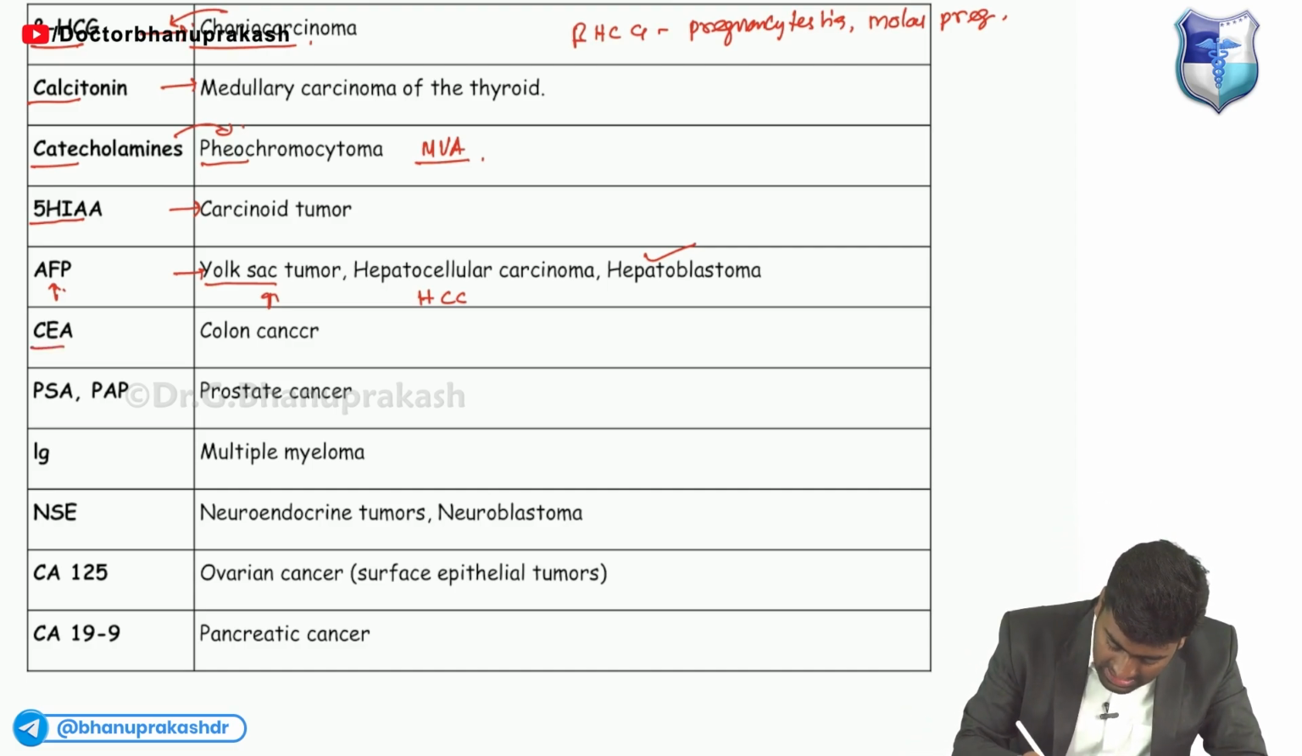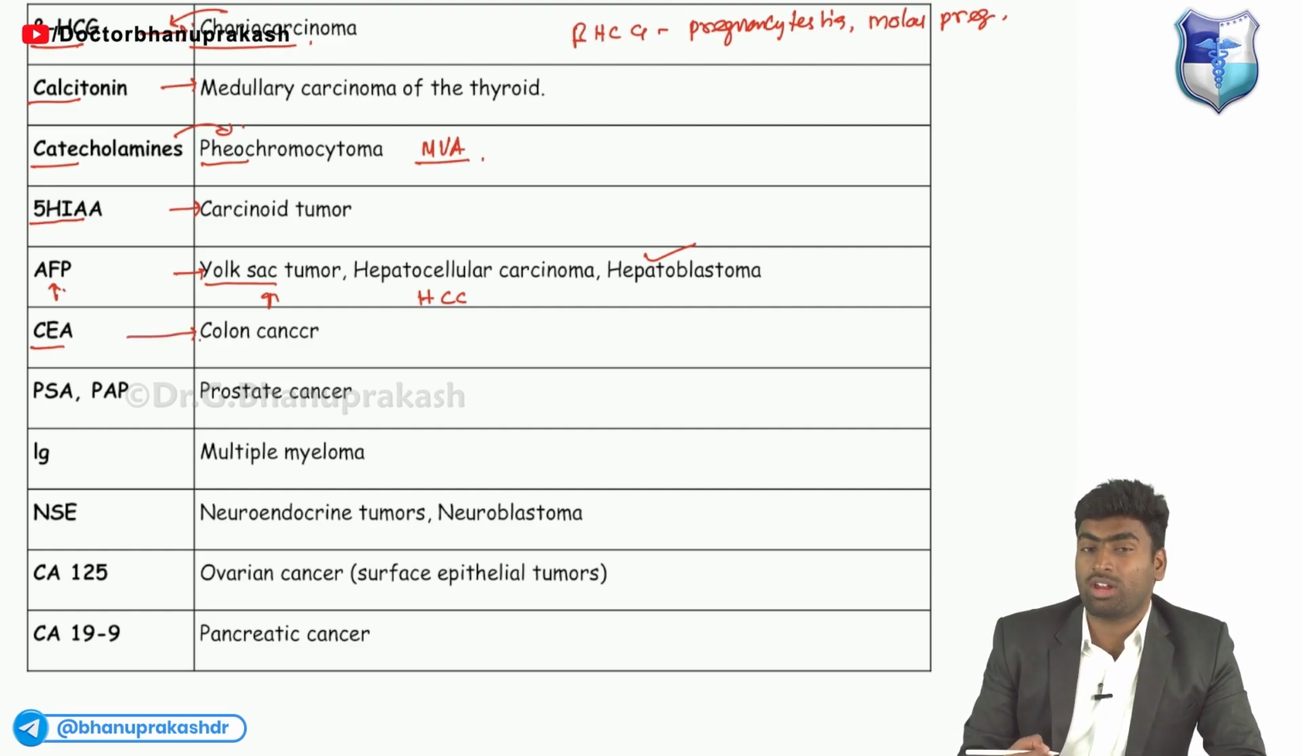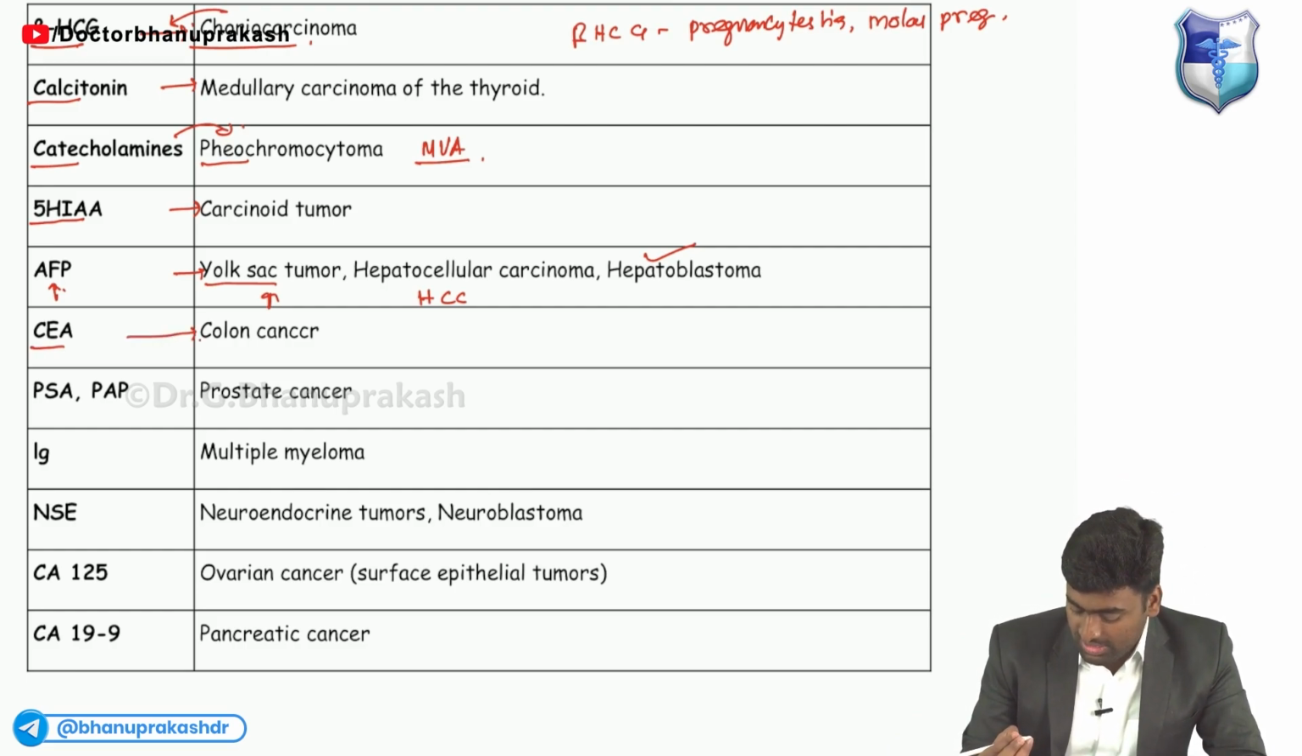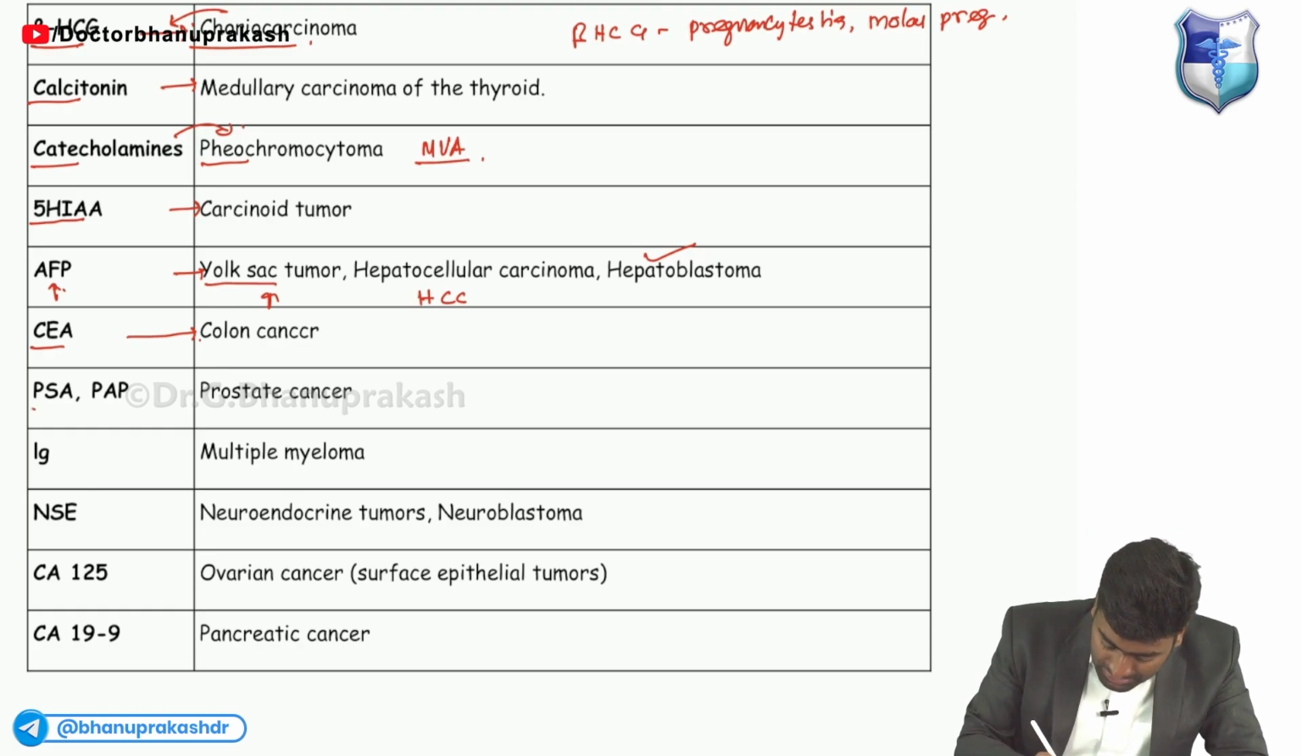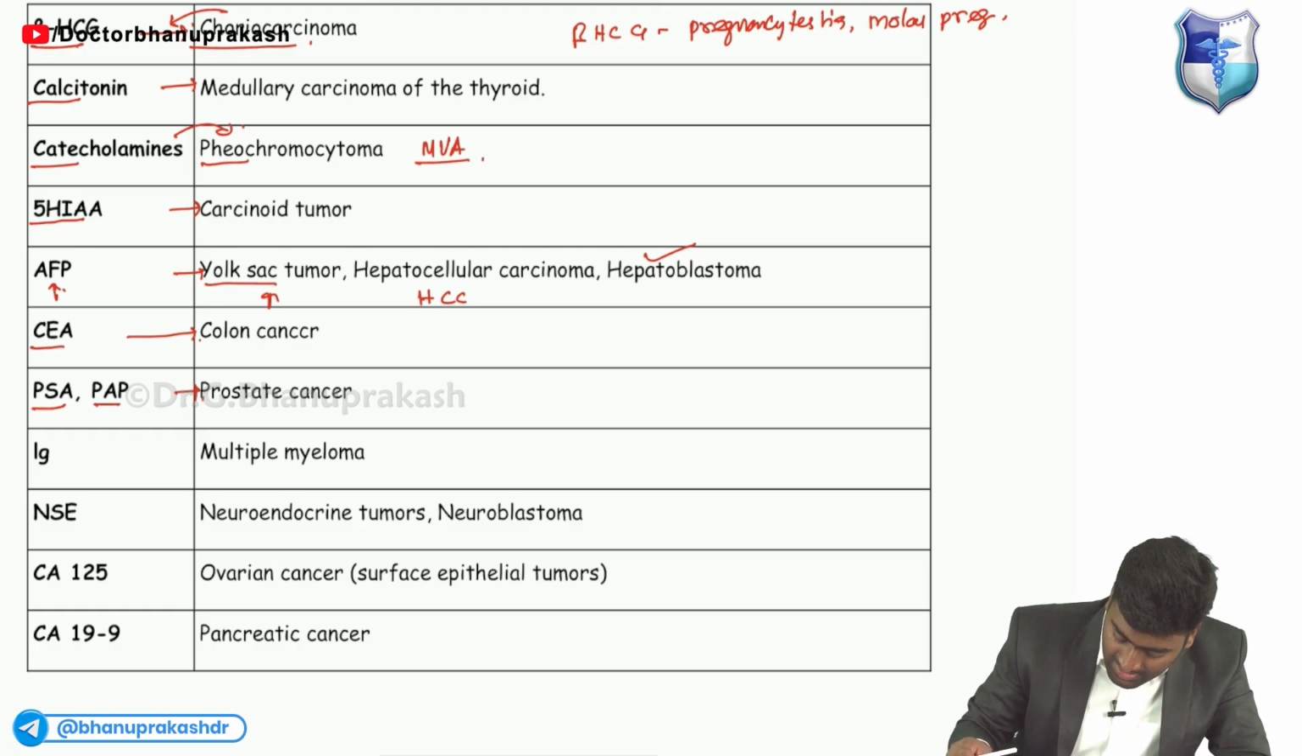Then if you see CEA, carcinoembryonic antigen, it is used in a case of colon cancer. And PSA and PAP are used in a case of prostate cancer.